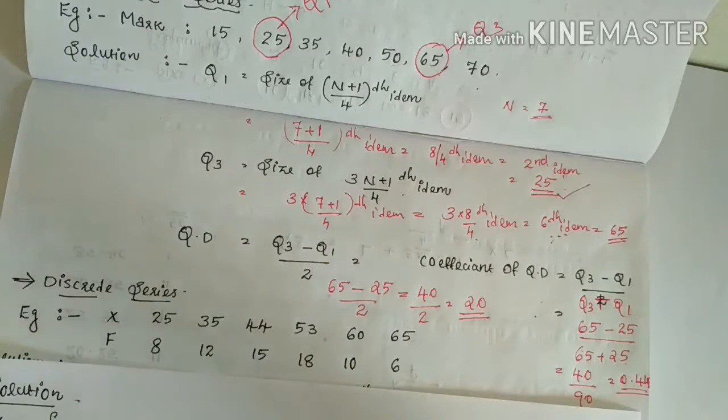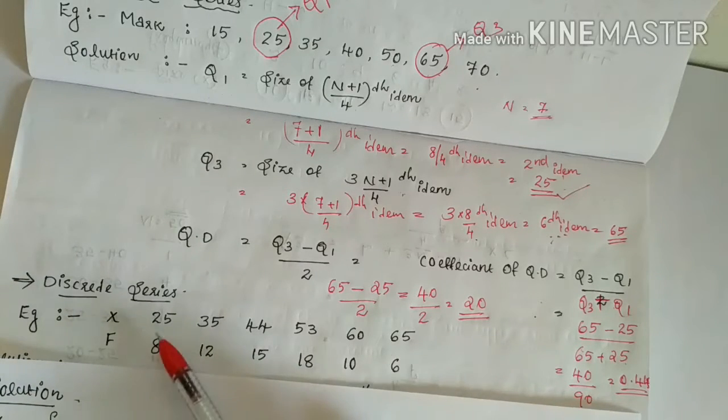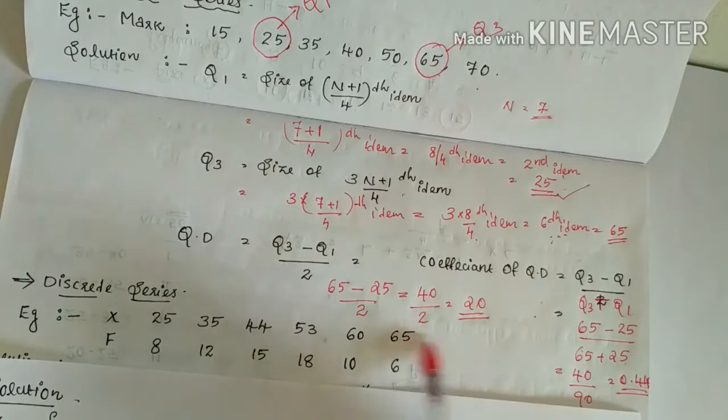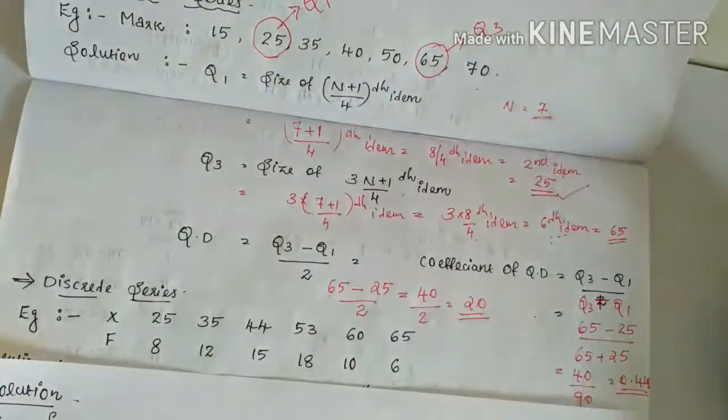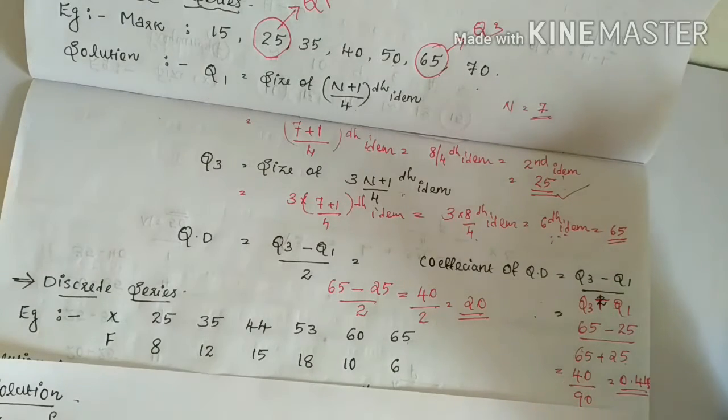Next, we are moving on to the next area, calculation of quartile deviation in a discrete series. Here the values of x and f are given. X values are 25, 35, 44, 53, 60, 65, and the frequencies are 8, 12, 15, 18, 10 and 6. In this situation, first you have to find the value of Q1 and the value of Q3, then apply the same equation: quartile deviation is equal to Q3 minus Q1 divided by 2.